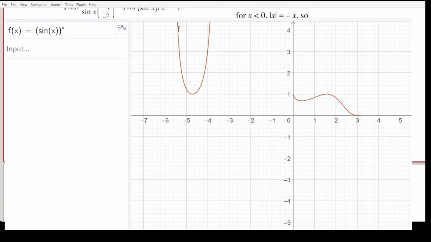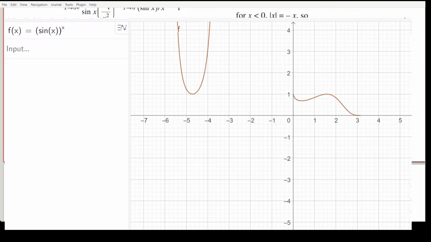Are you clear here? Yes, sir. Okay. So what does that mean? When limit x tends to 0, ln y is equal to 0. What does that mean? That means y equals e power 0. Agreed?